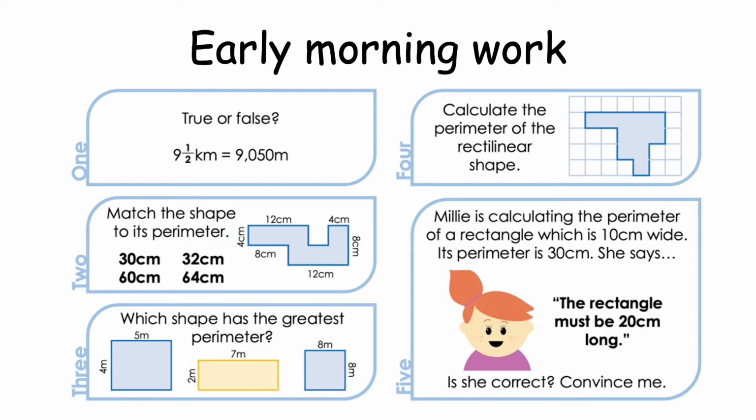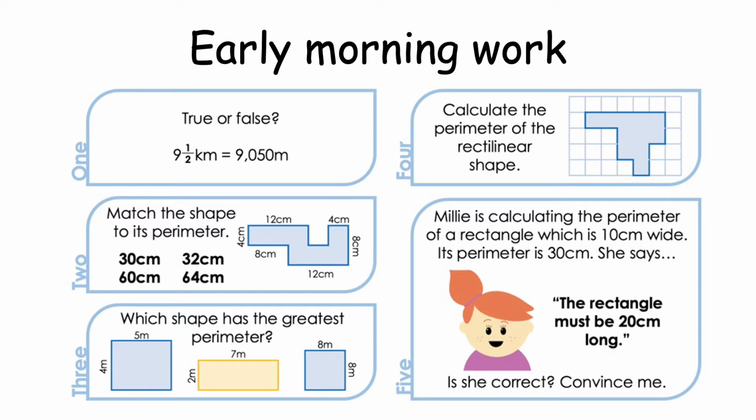Okay, so our early morning work. Number one, I'll go through them first and then you can work them out. Number one is a true or false question. 9.5 kilometers is the same as 9,050 meters. I would look at how many meters in 9 kilometers and how many meters in half a kilometer and then add those together. Is that true or false?